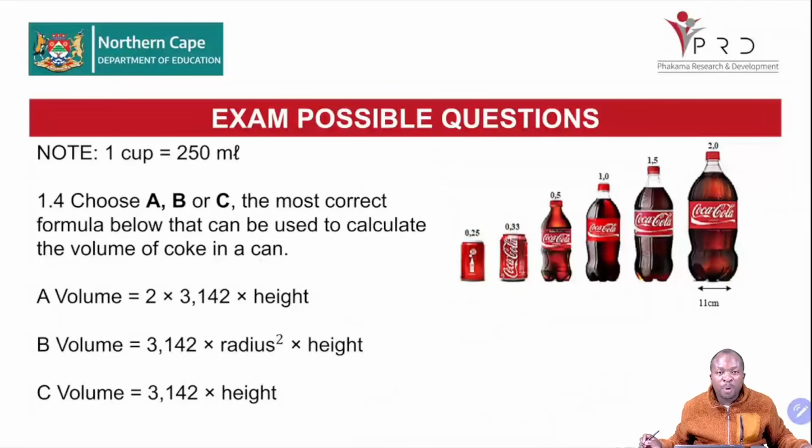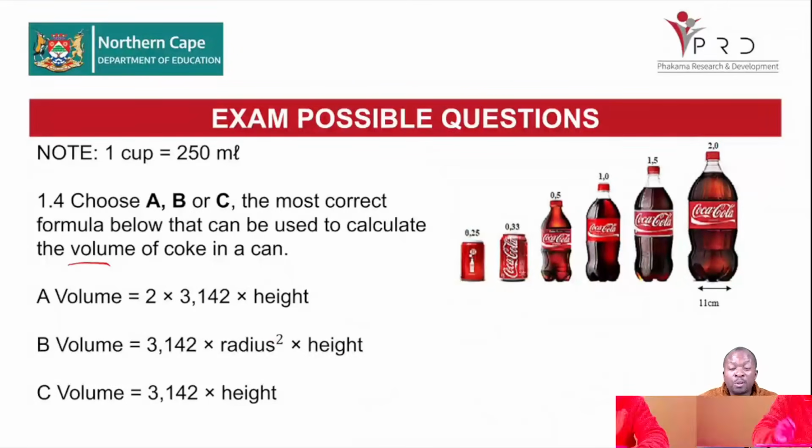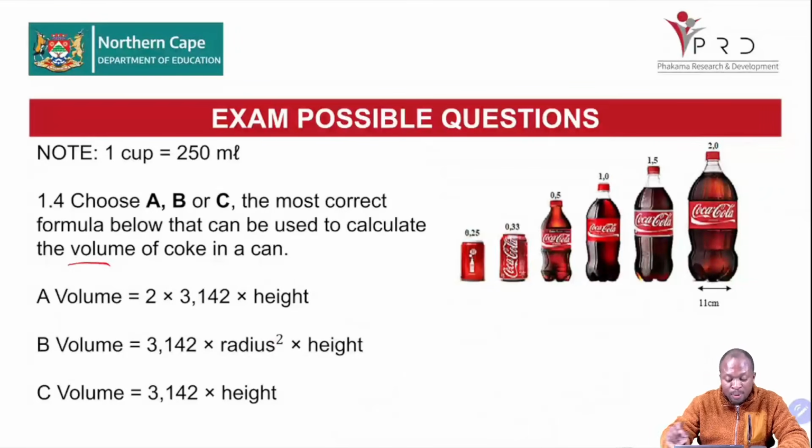Let's look at 1.4 then. Choose A, B, or C. The most correct formula below that can be used to calculate the volume of Coke in a can. Remember the baseline. You see, we had a lot of formulas there and you had to match them. These are where they come in handy. So we have given you the formulas for A, B, and C. You have to select the formula that you think will be the correct formula to use in terms of finding what? The volume. Which one was the correct formula? Then you have to find out there.